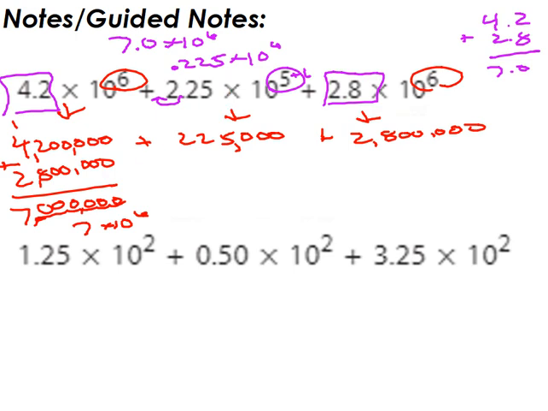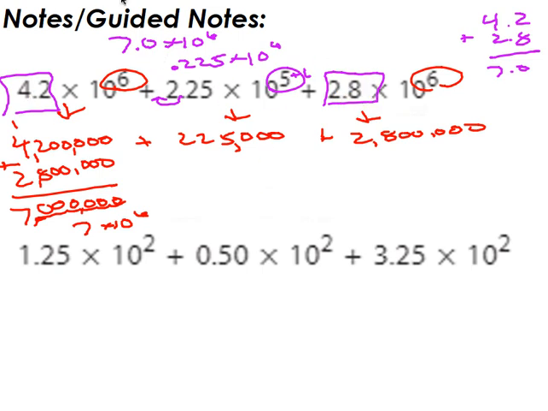Quick recap. What we do is add or subtract numbers in scientific notation. We have to have the same exponent in order to do so. If they have the same exponent, we just add the decimals on the front. So I did 4.2 plus 2.8 is 7.0.